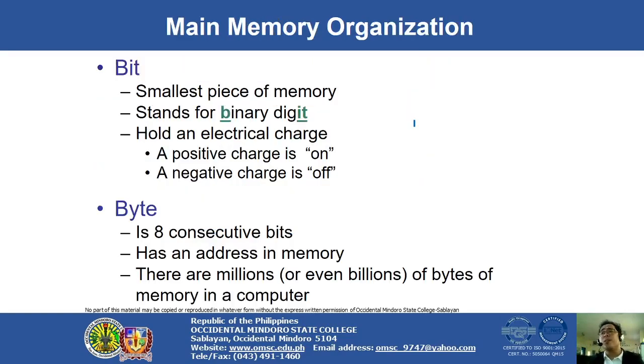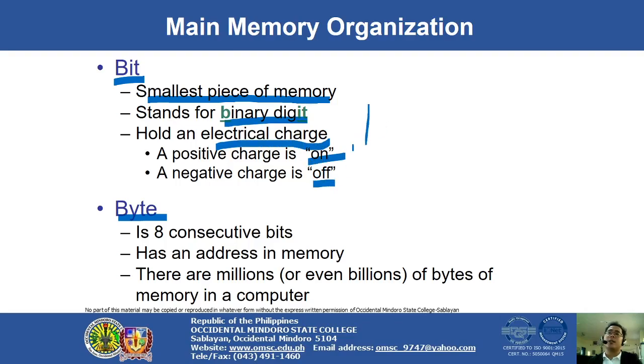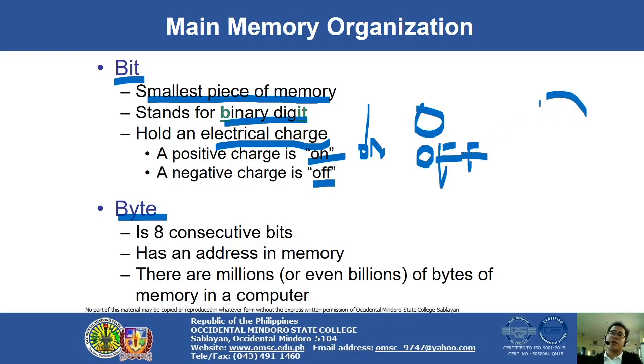What else? So, ano ba yung main memory organization natin? We have what we call bit and we have byte. So, what is the difference between bit and byte aside from the spelling? So, meaning, bit is the smallest piece of memory. It stands for binary digit. That was bit. Binary digit. Holds an electrical charge. We have what we call on and off, or it could be 1 for on, and we have 0 for off. Okay, so we have 0 and 1.